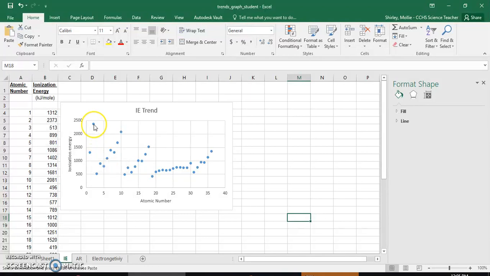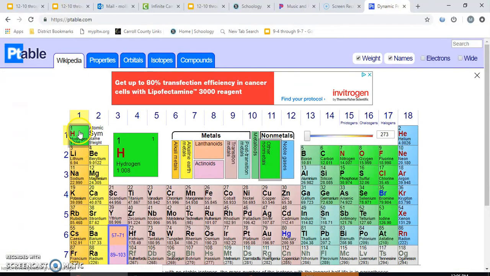All right. Our next point is 2. This is helium, 2,373. So as we're moving across from hydrogen to helium, it looks like it increased. Let's check the next row. Let's go lithium, beryllium. So that's 3, 4, boron, carbon, nitrogen, oxygen, fluorine, neon. So 3 to 10. Let's check that.